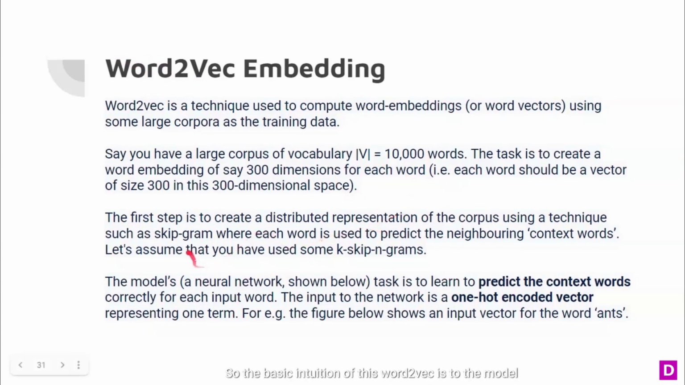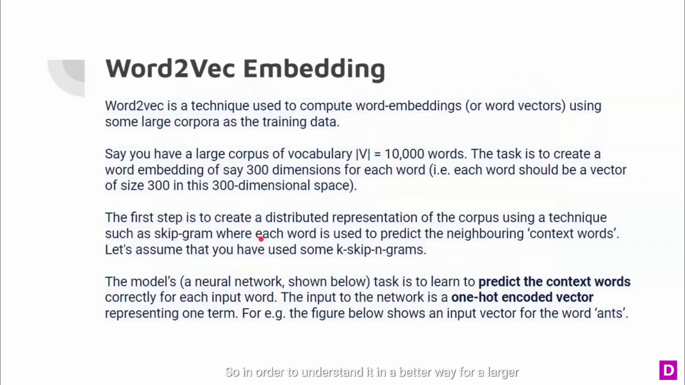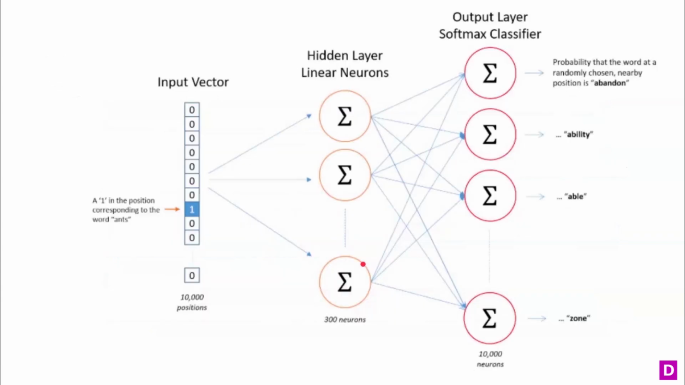The basic intuition of Word2Vec is that the model, a shallow neural network which we use here, learns to predict the context words correctly for each input word. The input to the network is a one hot encoded vector representing one term, as in the figure I showed here. In order to understand it better for a larger corpus of text, I will explain the whole concept of Word2Vec using the following diagram.